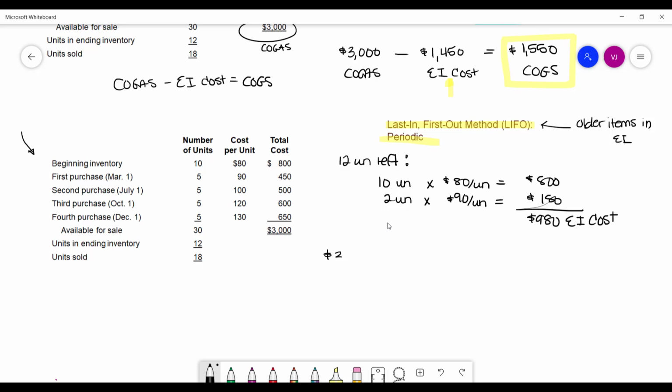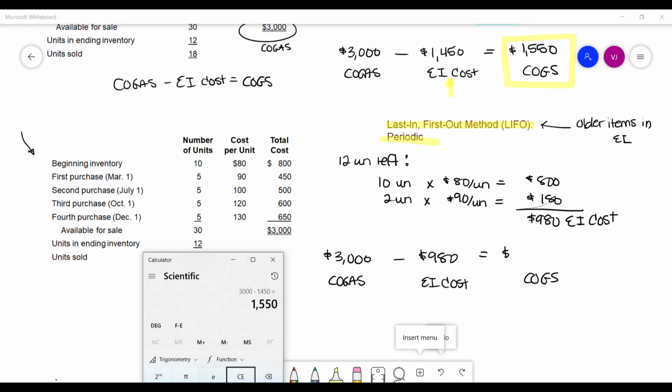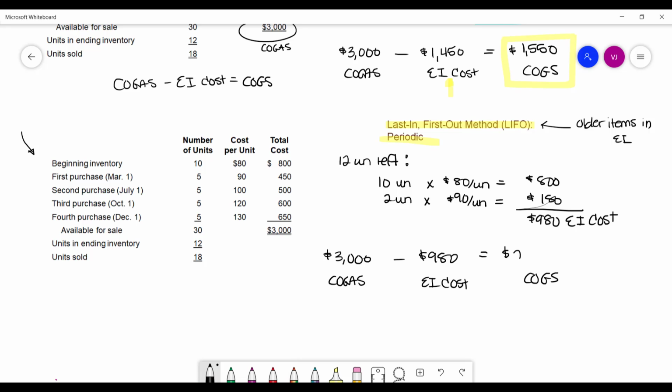So remember, we take our cost of goods available for sale of $3,000 minus our ending inventory cost, in this case $980. That's going to give us our cost of goods sold. So we're going to take that $3,000 minus the $980. That gives us $2,020 of cost of goods sold for the year under the periodic system.